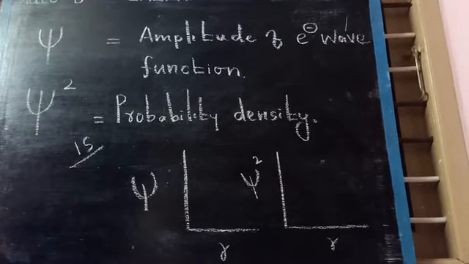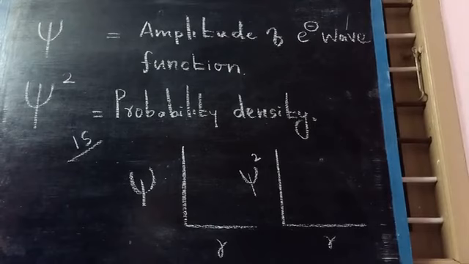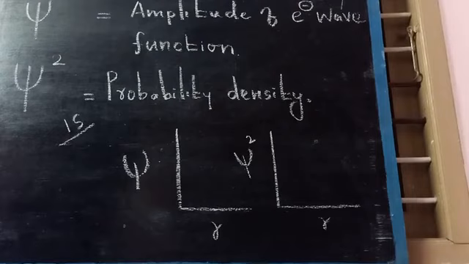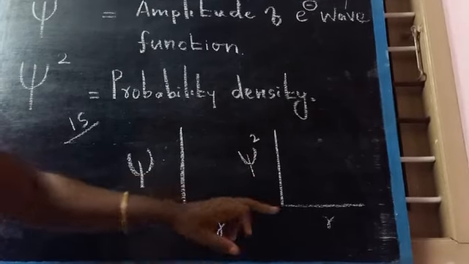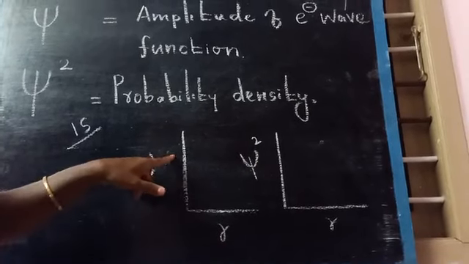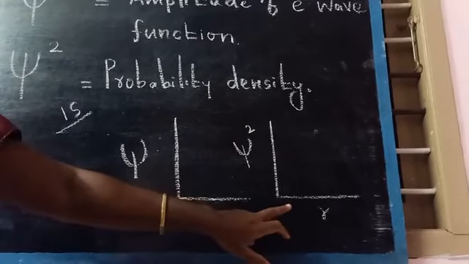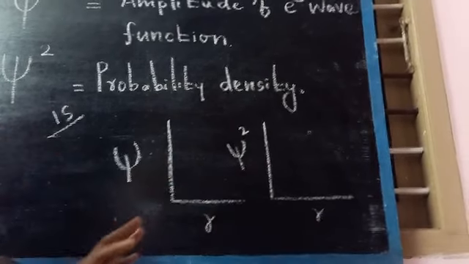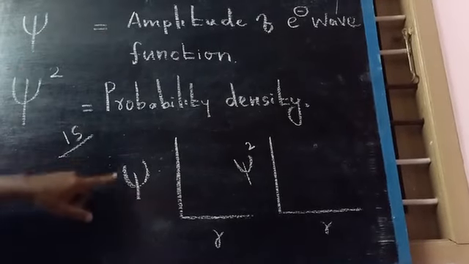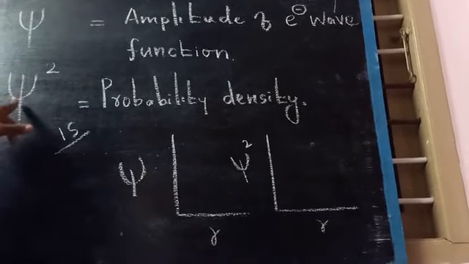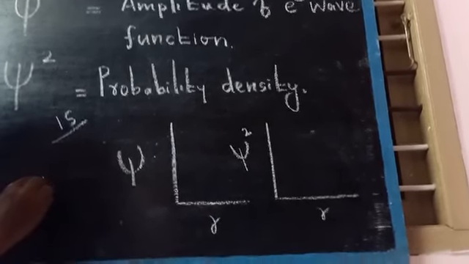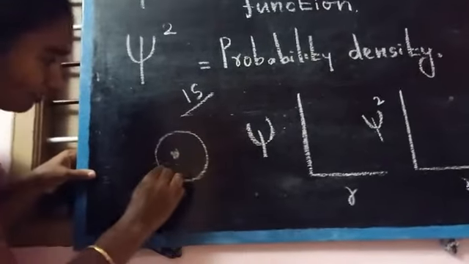Okay, so probability density means the electron that revolves around the nucleus. So how much electron density we are talking about. For the first graph, x-axis r, y-axis wave function psi. For the second graph, x-axis r, y-axis psi square. Okay, children. So psi is the amplitude of the electron wave function, and psi square is the probability density. These denote that the electron revolves around the nucleus.